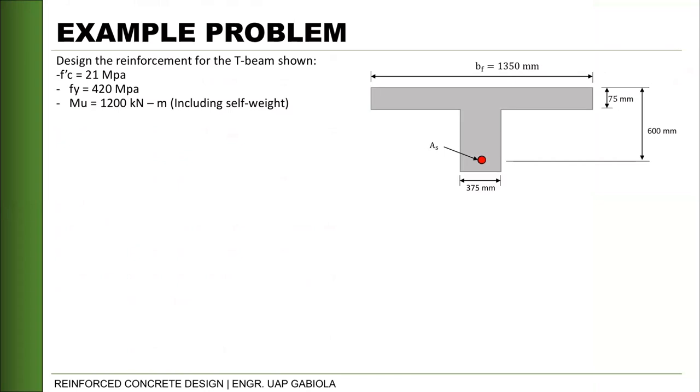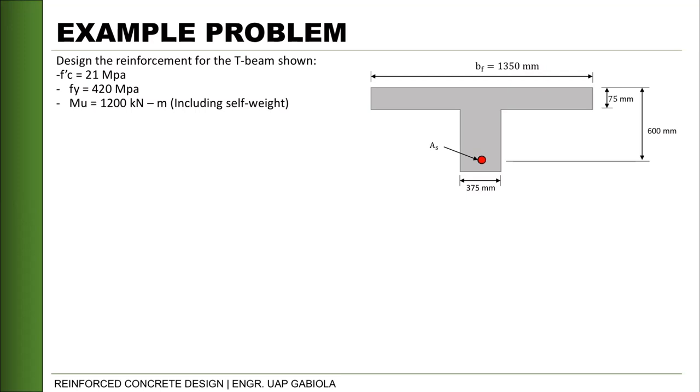Okay, so we have here: design the reinforcement for the T-beam shown. We have F prime C is 21, Fy is 420, Mu is 1,200 kilonewton meter, self-weight already included. We have a width of flange is 1,350, height of flange is 75, the effective depth is 600, and BW is 375.